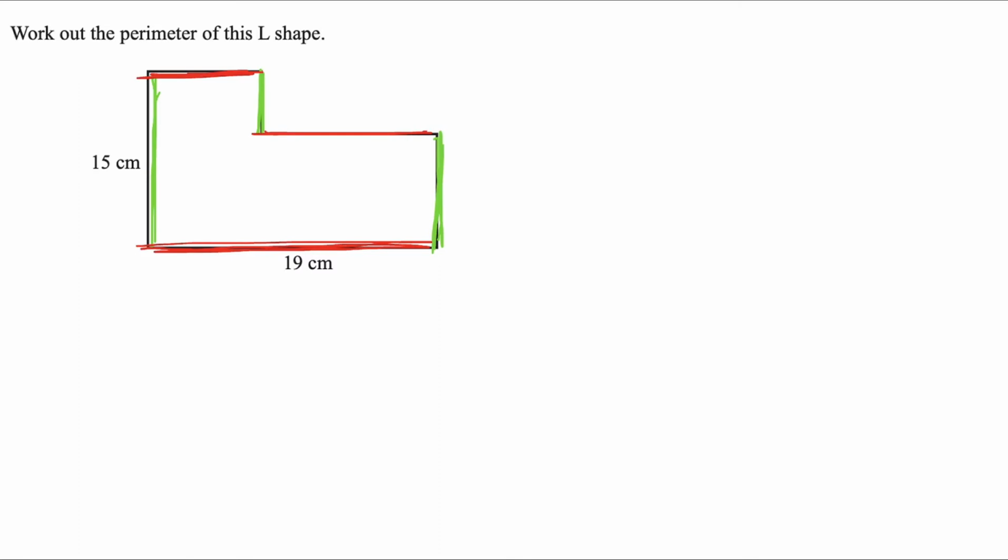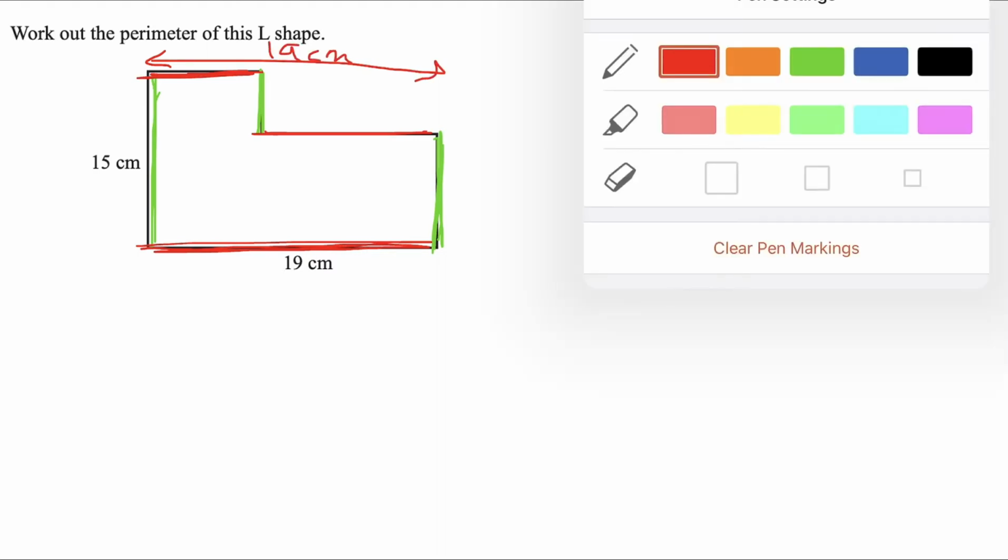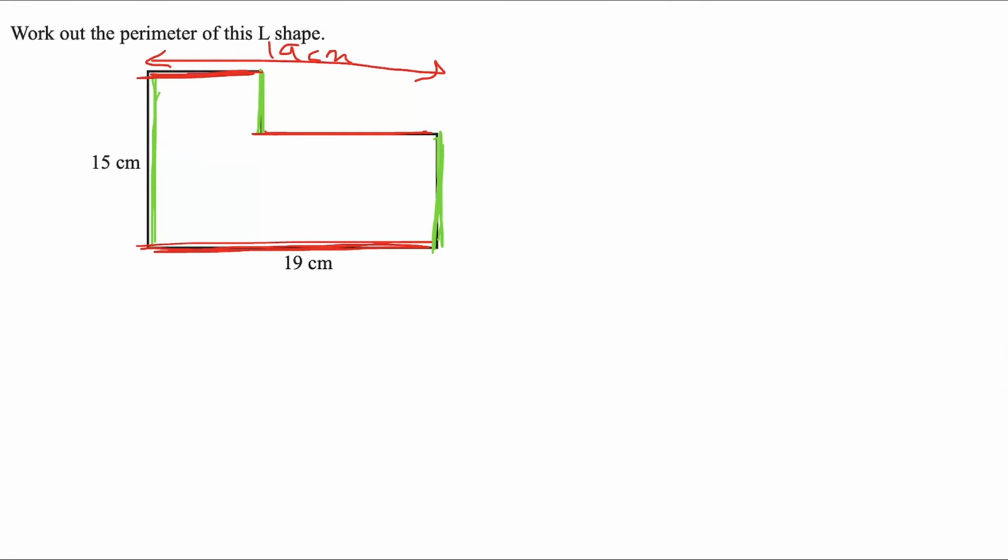So the red parts at the top will all make 19 centimeters, and the green parts on the side will all make 15 centimeters. And we know that without needing to find what the sides actually are.